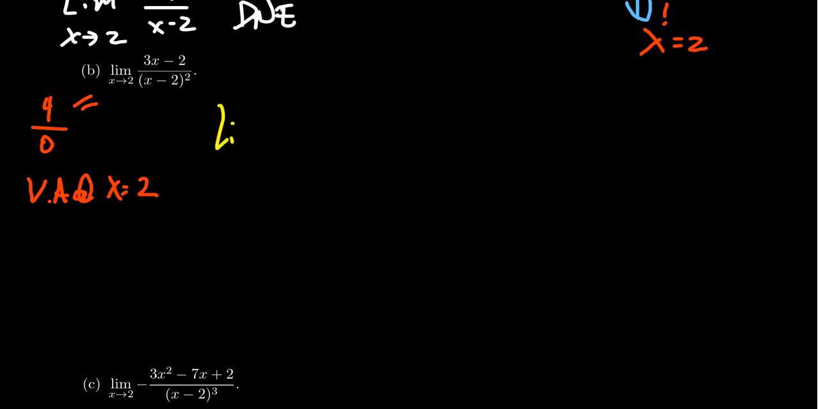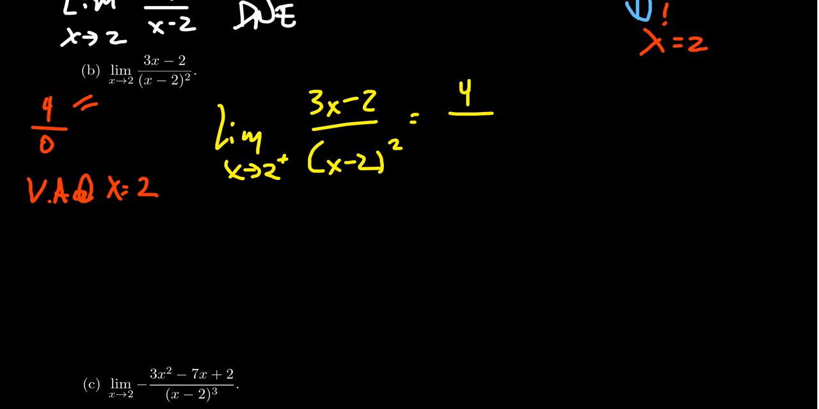If we take the limit as x approaches 2 from the right of (3x minus 2) over (x minus 2) squared, we see that the top will be a 4. 2 plus minus 2 is going to be 0 plus. That's just like before, you square it. So 0 plus means we're approaching 0 from the positive side. We're taking numbers that are very, very small, but still positive, just a little bit bigger than 0. If you take something that's positive and you square it, you still get something positive. So you're going to get 4 over 0 plus, which we interpret as positive infinity.